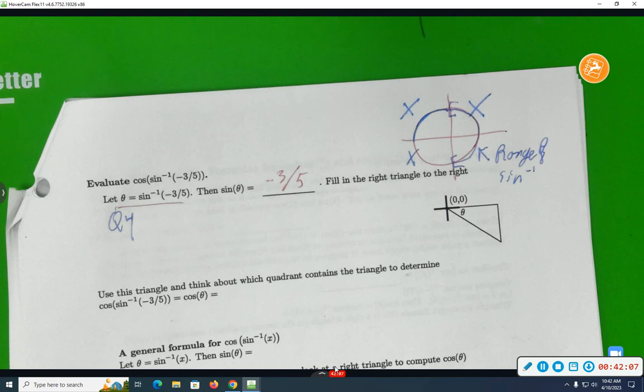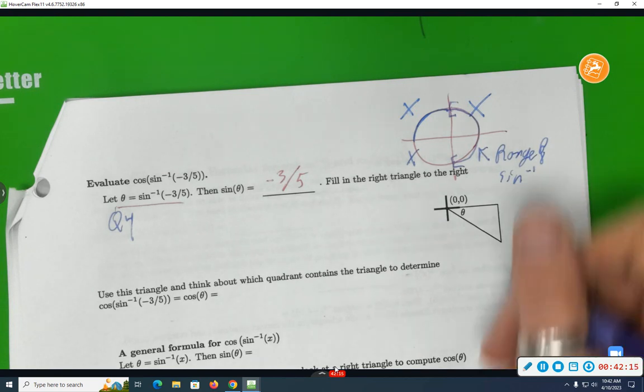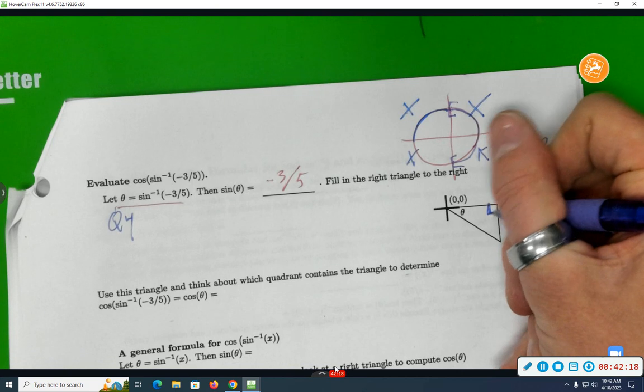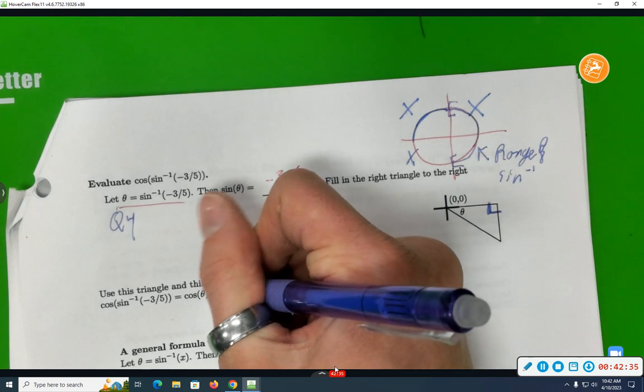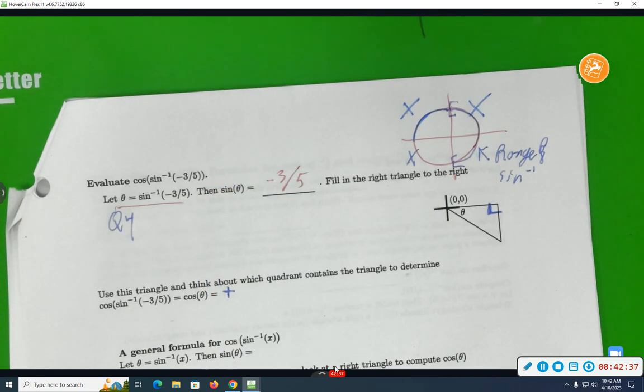Quadrant 4. So I'm going to draw an angle in quadrant 4 whose sine is negative 3 over 5. And there's a picture of this angle with a happy little right triangle sitting here. Let's answer this question first. This is an angle that's in quadrant 4. Will cosine be positive or negative? Positive. So we know at least that much. It'll be positive. And let's figure out what positive number it is.